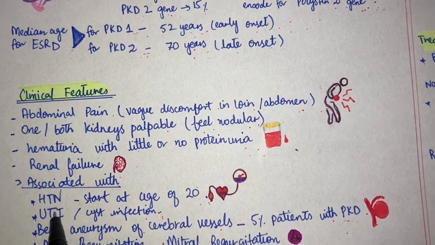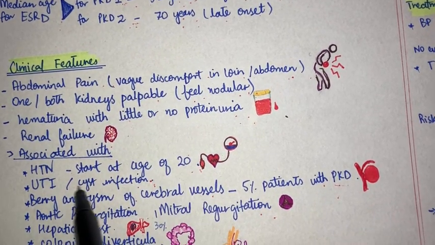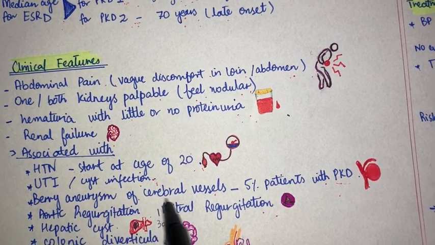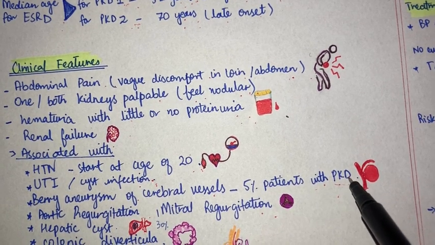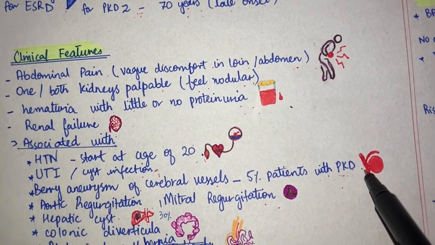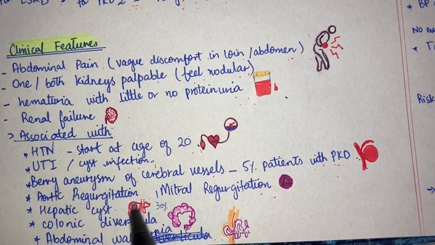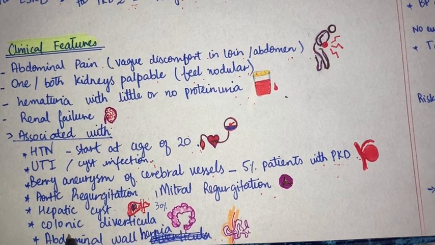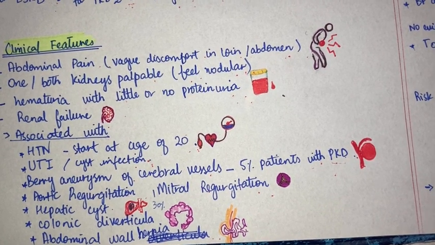This disease is associated with hypertension that usually starts in the early 20s. There will be UTI and cyst infections. In the brain there will be berry aneurysm in 5% of patients with PKD. There will be aortic regurgitation or mitral regurgitation. Then in 30% of the population hepatic cysts may be present. There may be colonic diverticuli or abdominal wall hernia.